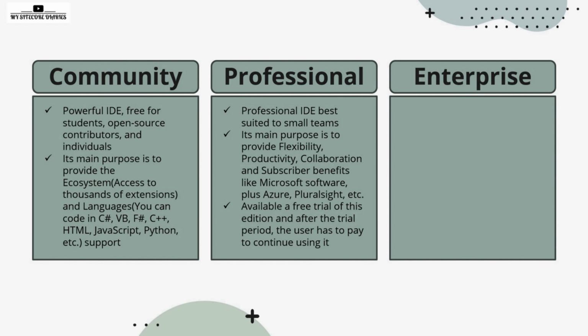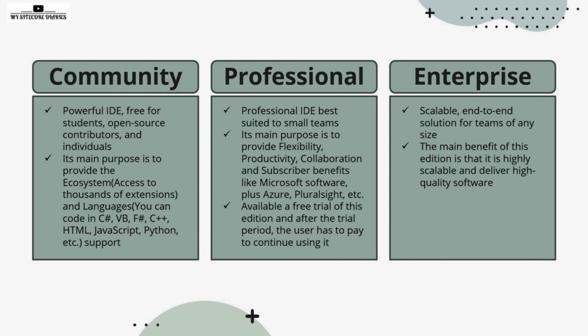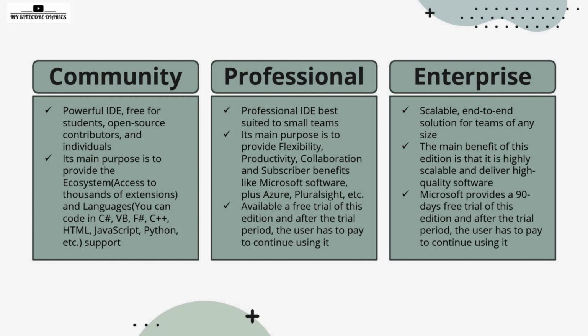Okay, now what is Enterprise? The scalable end-to-end solution for teams of any size. The main benefit of this edition is that it is highly scalable and delivers high quality software. Microsoft provides a 90 days free trial of this edition, and after the trial period, the user has to pay to continue using it. So it's the main version which you can use for commercial purposes. If you have a huge team, then you can use this version. It has a lot of other benefits also, and you can try it for a 90 days free trial, and then you have to buy the version.